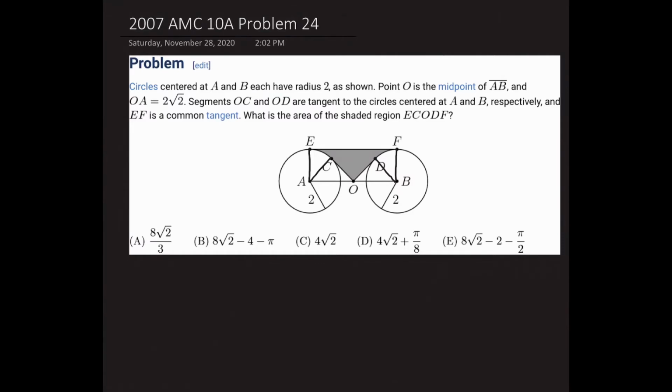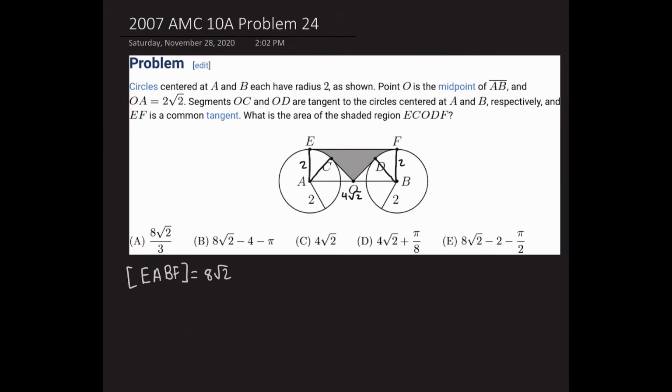The question says that the radius of each of the circles is 2, so EA is 2, and BF is also 2. And it also says that segment OA is equal to 2 root 2, and that means segment OB is also 2 root 2 because the circles are congruent to each other. So we can say that segment AB is 4 root 2. Now, we can say that the area of EABF is going to be equal to 8 root 2.